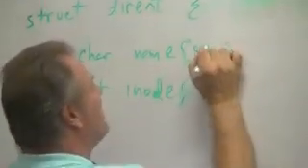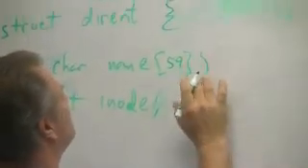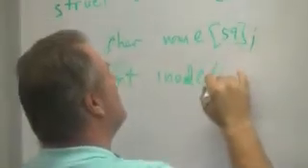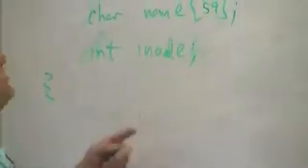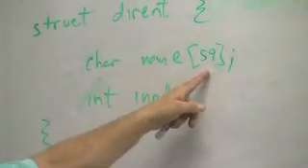I'll be a little sloppy here. 59. And then, okay, so 59, there's actually 60 there, because there's a null byte at the end. So we'll leave it at 60 to avoid the confusion. And then how big is an int? It depends. Let's say it's 4.